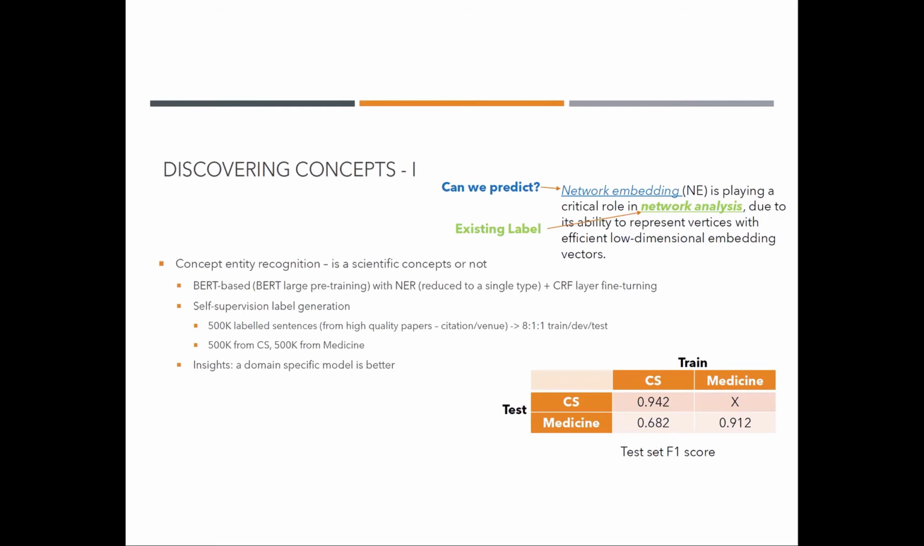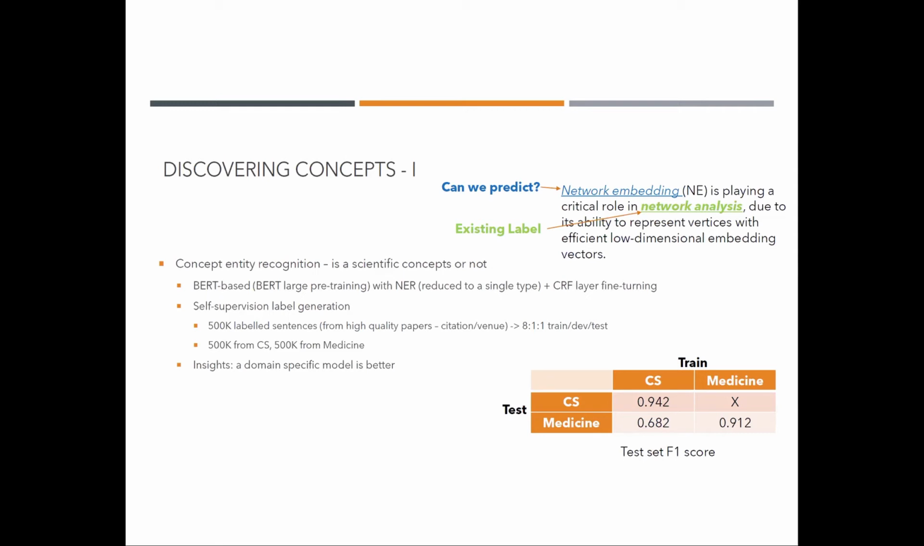For this one, with the recent success of transformer-based models, we use a BERT large pre-trained model and fine-tune a NER-based model. But here we made a modification. Instead of the usual 4 or 5 different entity types, we just reduce it to a single type. We call it academic concepts. And then it essentially reduces to a binary classification problem.